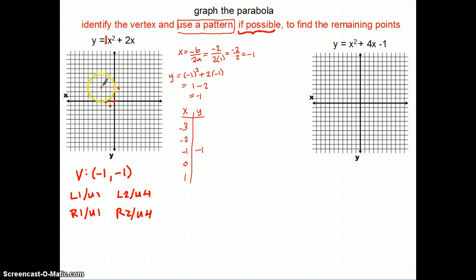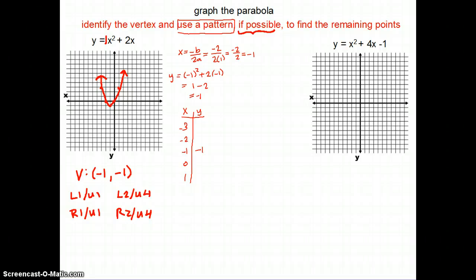Again, you'll notice that the graph is symmetrical. These y values are the same, and so are these y values. So your parabola should look like this when you are done. Whether you use the chart or the pattern, your parabola should look the same.